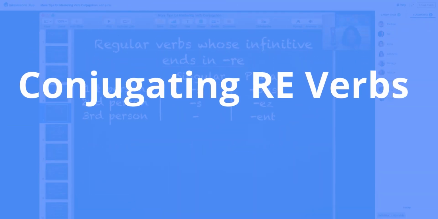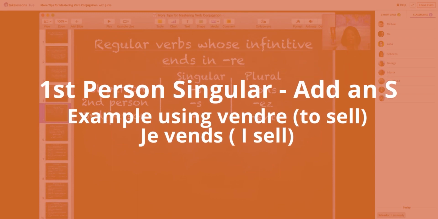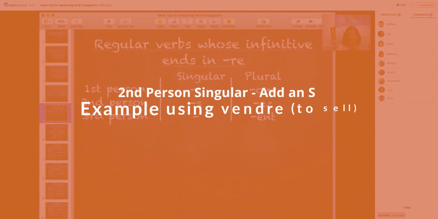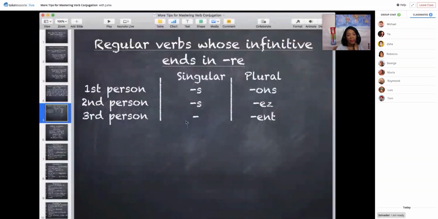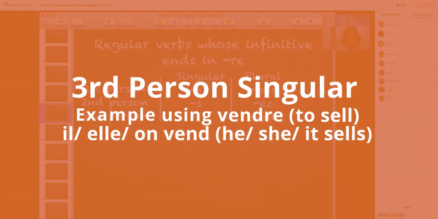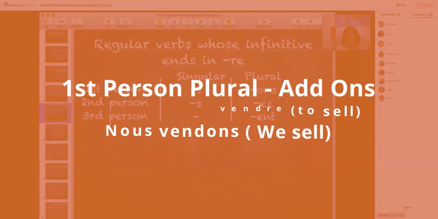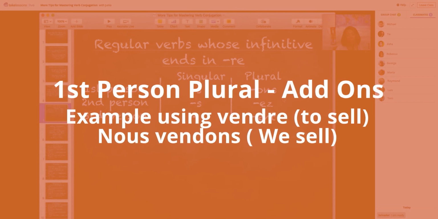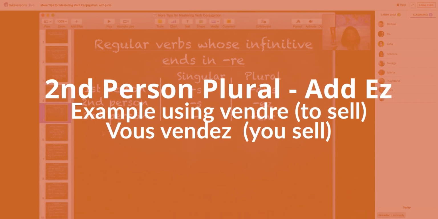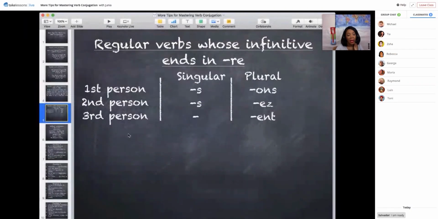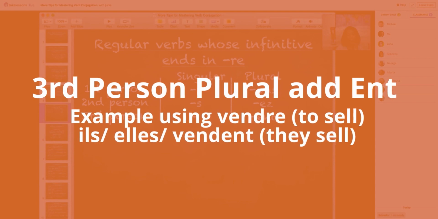So the first, second, and third person. The first person singular, you just add the S. The second person singular, you add the S again. And the third person, you add nothing. Nothing at all. The first person plural, we add O and S. The second person plural, we add EZ. And the third person plural, we add ENT. Okay.